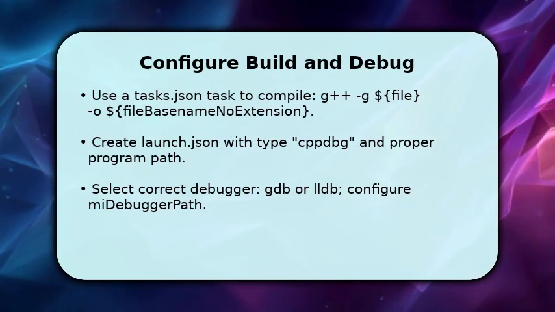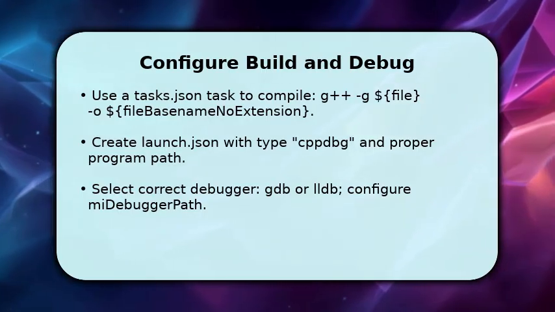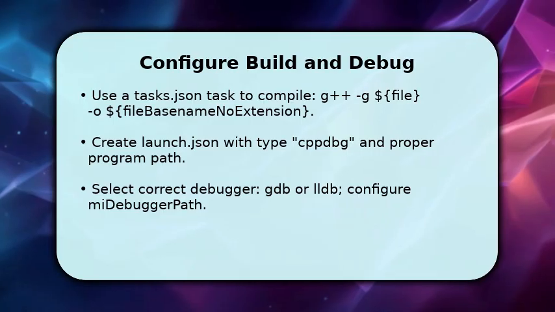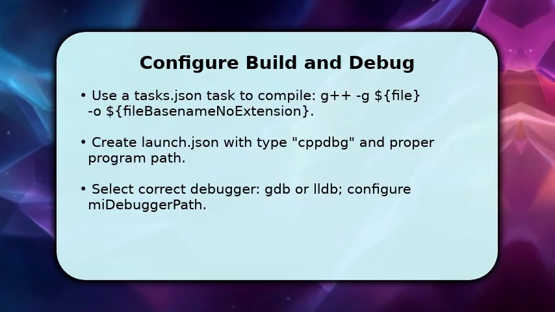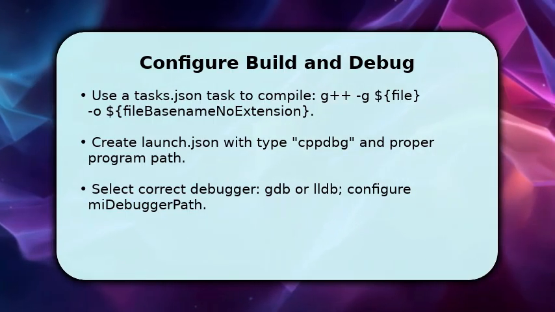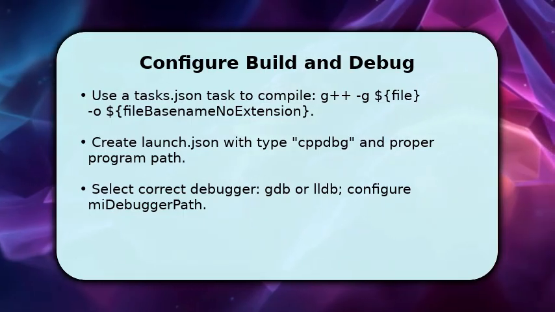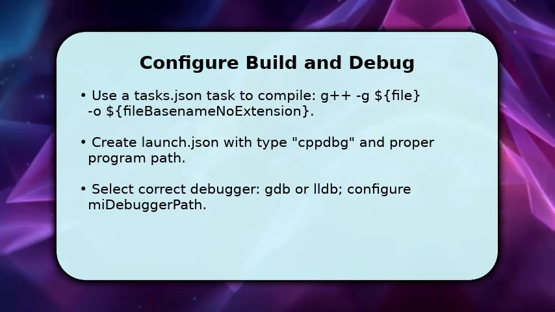You will now wire compilation and debugging into VS Code. Create a tasks.json that runs g++ with -g to emit debug symbols, and an output file named ${fileBasenameNoExtension}, no extension. Then create a launch.json entry of type cppdbg that points program to your compiled executable and sets cwd.